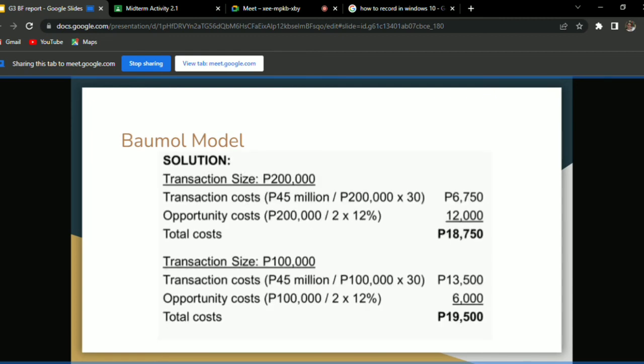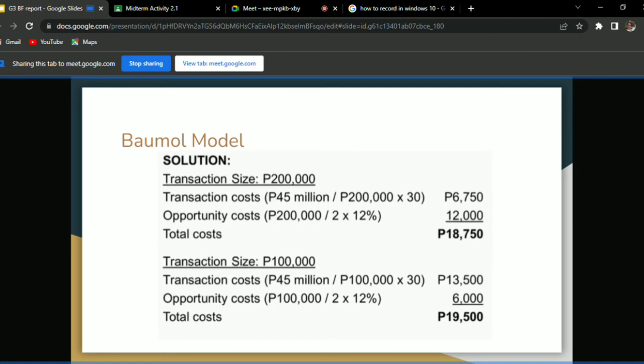Tara. So, solution. Example, if ang transaction size is 200,000, mag-calculate ha. Transaction cost, 45 million. Dili na siya pwede nga 45 ra imuhang ibutang ha. So, kailangan gyud kompleto ang zero sa 45 million. Divided by 200,000 equals 225 times 30. Mao na ang 6,750. Mao na yung transaction cost which is 6,750.